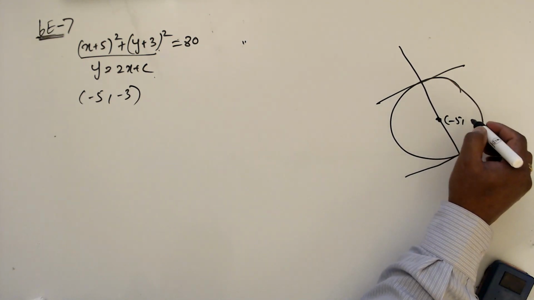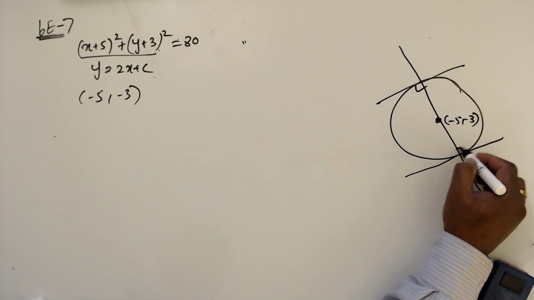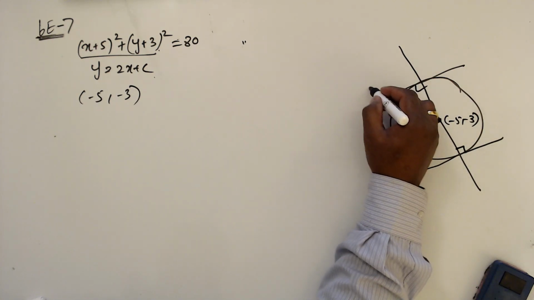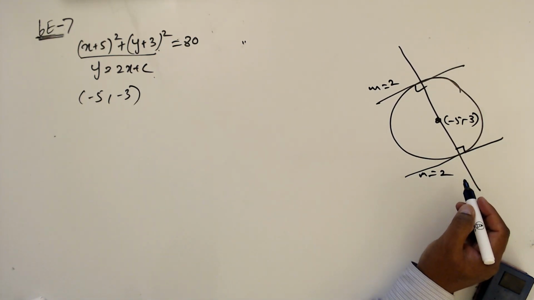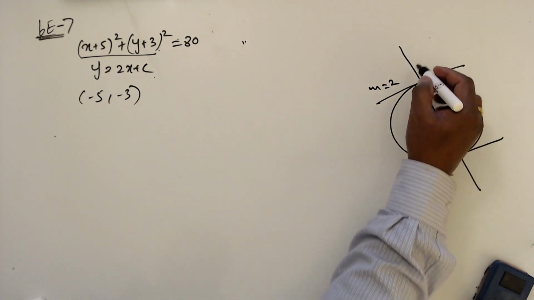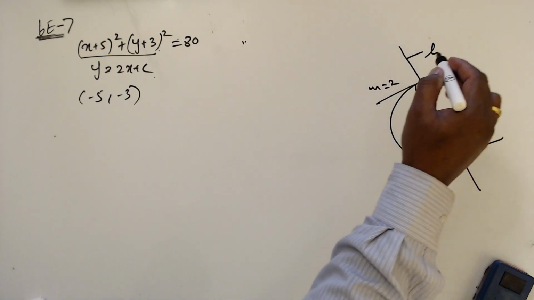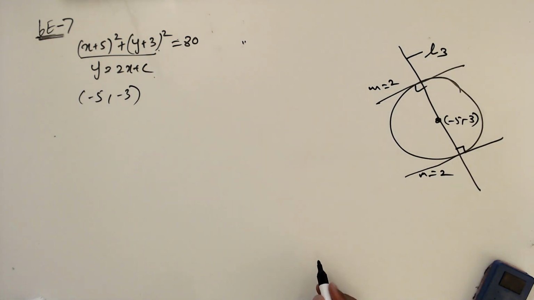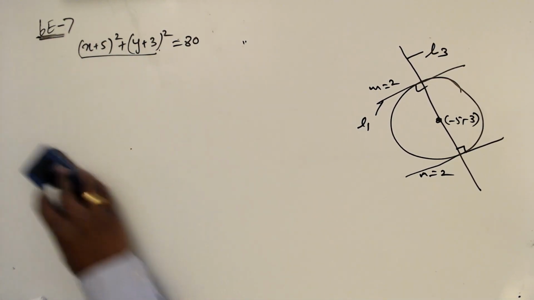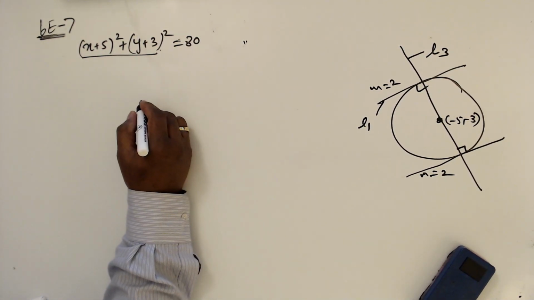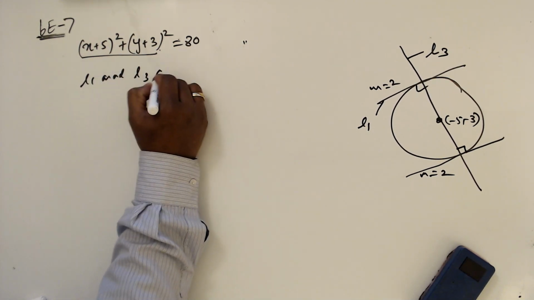Minus 5, minus 3, and this is 90 degrees. This gradient m equal to both. So I will take this line as L3, and this is L1. So L1 and L3 are perpendicular.